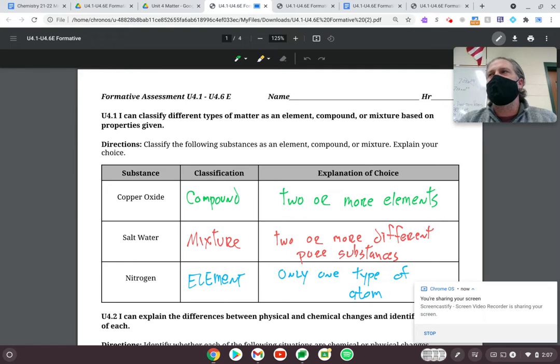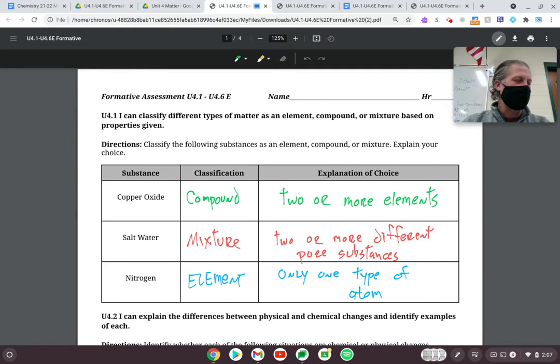So today you took the practice quiz, and we're going to take a little bit of time to go over the practice quiz and maybe answer any questions that you may or may not have. For the first learning target, we had classifying different types of matter as element, compound, or mixture.